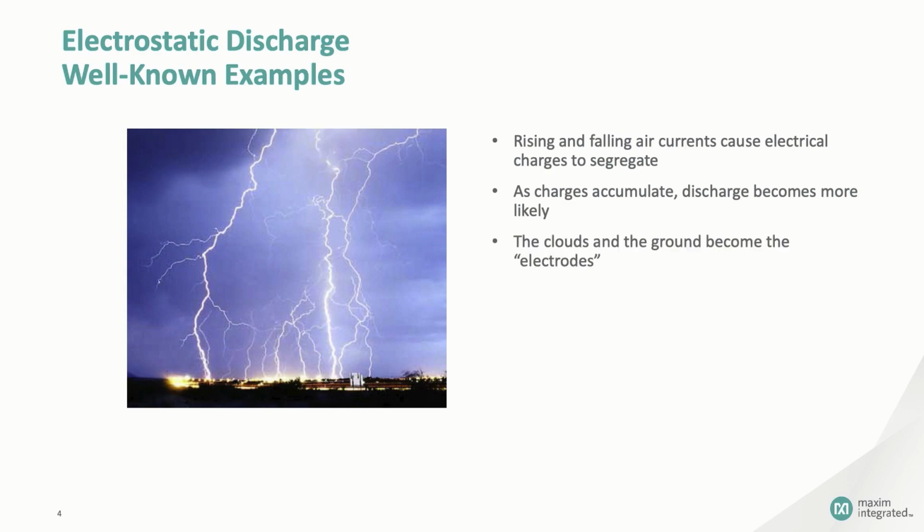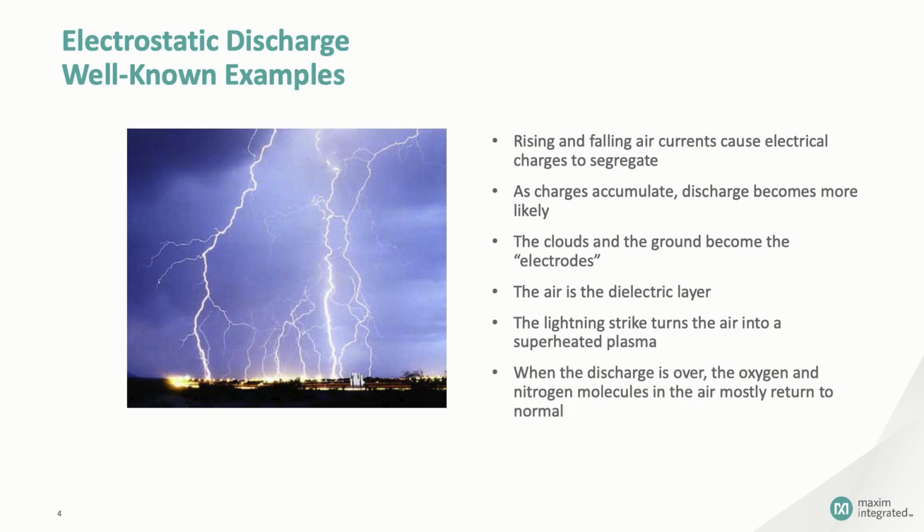You have a segregation of charges of opposite polarity and an insulating dielectric layer, the air. When the charge potential becomes too great, the air dielectric breaks down and the air is ionized. That is, the electrons are stripped from the molecules that make up the air, and the result is a superheated plasma. Of course, when the electric strike is over, the air cools, the electrons resume their normal orbits, and all is well. That is, unless you happen to be in the vicinity of the lightning strike.